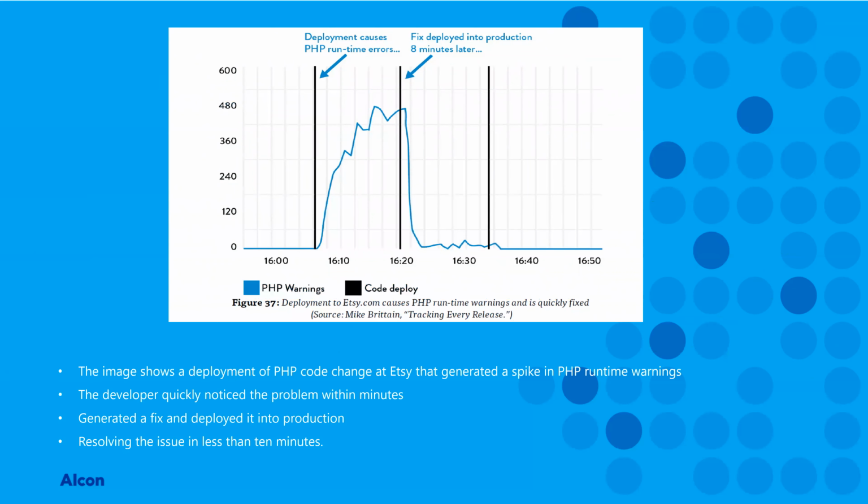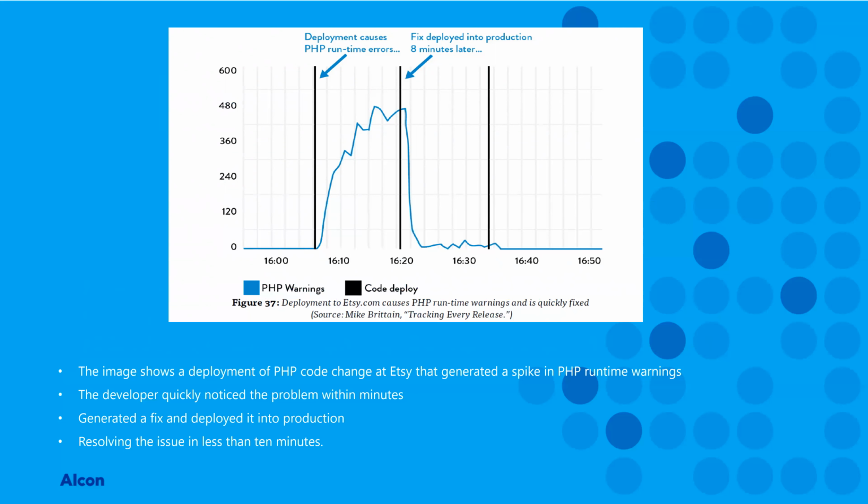So this is a graph of how this telemetry helps us to solve these problems. This image shows a PHP code deployment at Etsy that was generating a spike in PHP runtimes. You can see the deployment and right away and immediately a spike in the wait times, and then you'll notice there's a fix and it doesn't drop off right away, but very soon after you see that drop and things normalize.